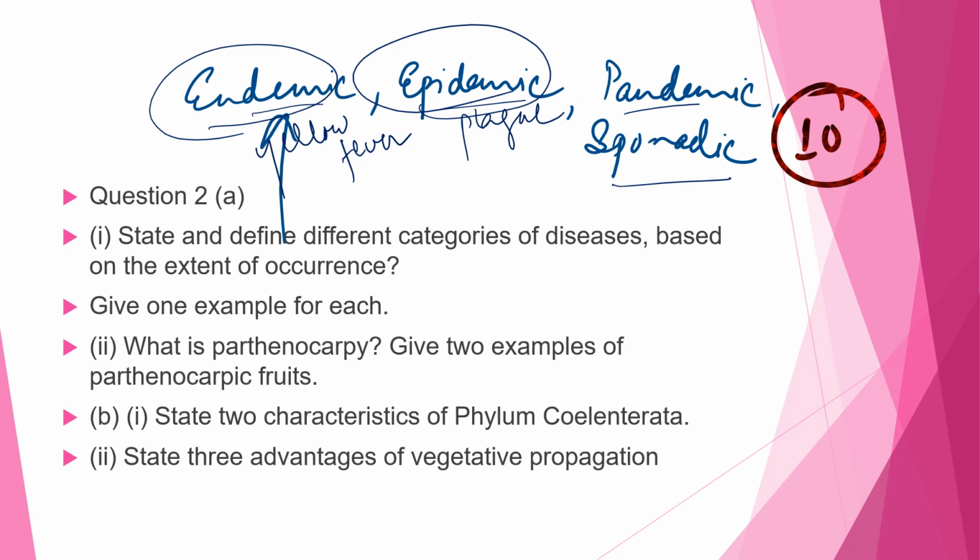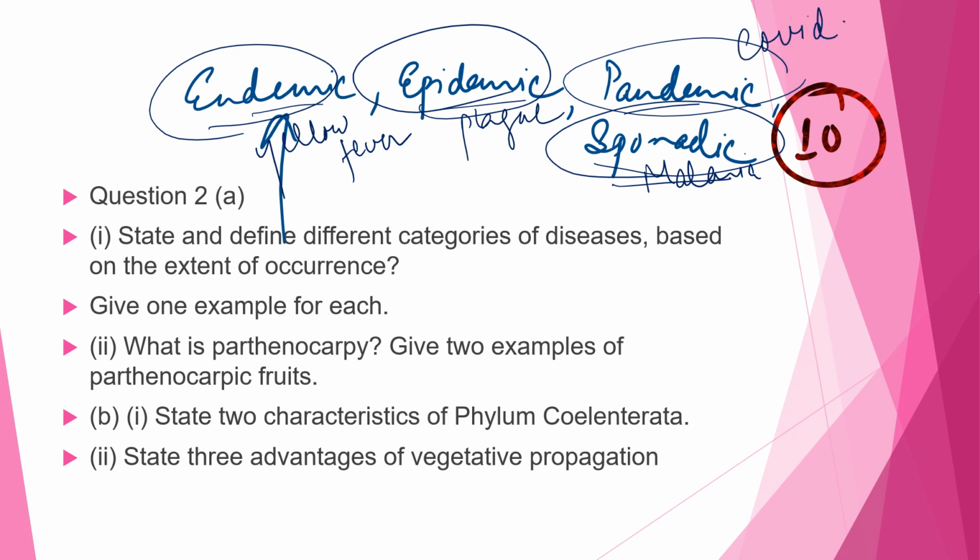Now comes sporadic. A disease occurring in single and scattered cases is known as sporadic. So what is sporadic? Sporadic is a disease which occurs in single cases. So only one person will have this disease, like malaria. So that is a sporadic disease. Okay. So malaria is a sporadic disease. Now you can say this is COVID.